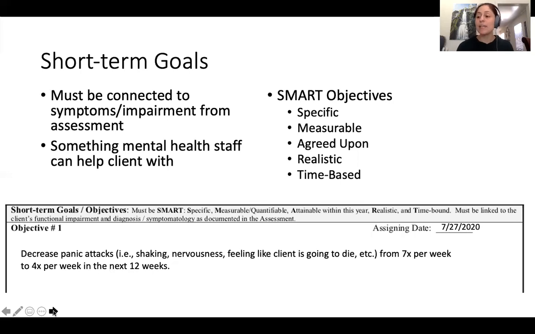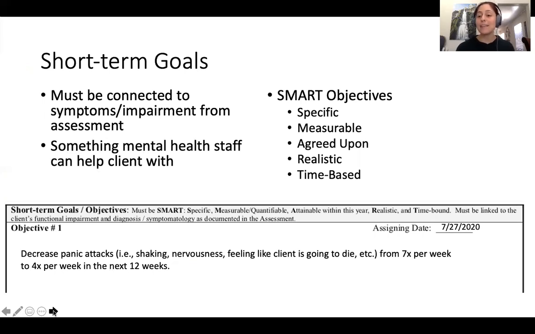Short-term goals must be written in SMART format if you are working at a DMH contracted site and at many other community-based sites as well. I personally recommend you always write your goals in SMART format, regardless of who it is that you're billing. But some therapeutic orientations don't lend themselves to this type of goal writing in therapy, and that's okay. So a SMART goal is specific, measurable, agreed upon, realistic, and time-based.